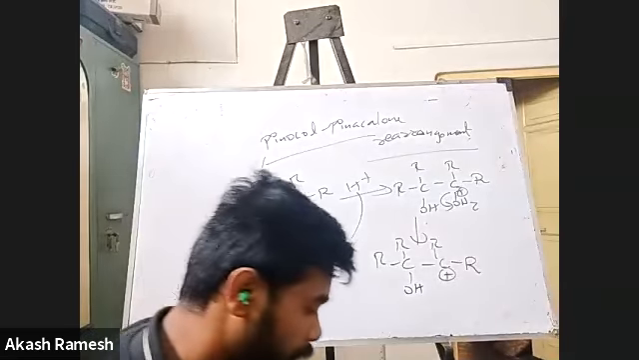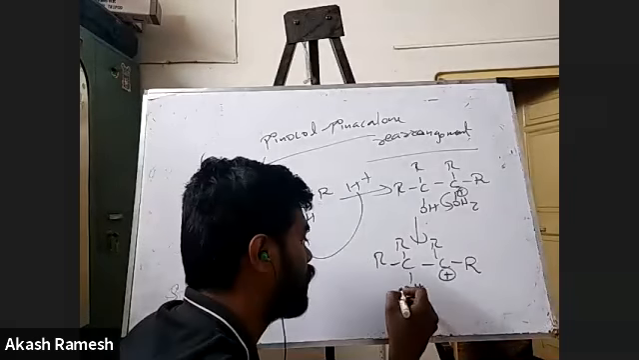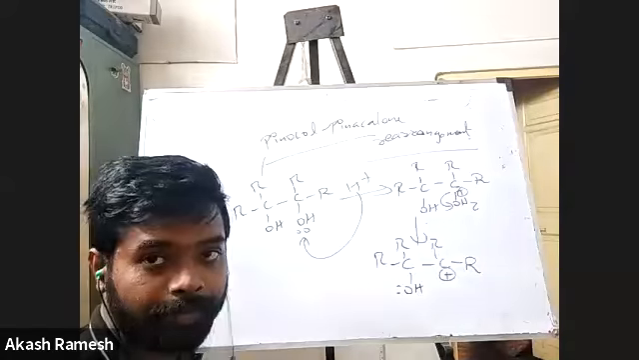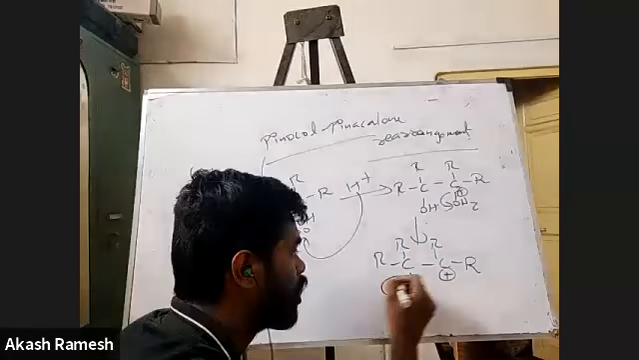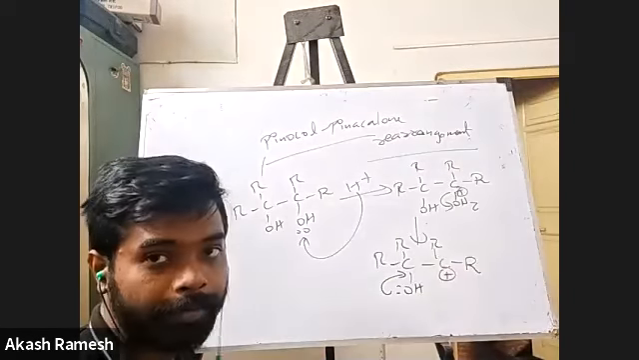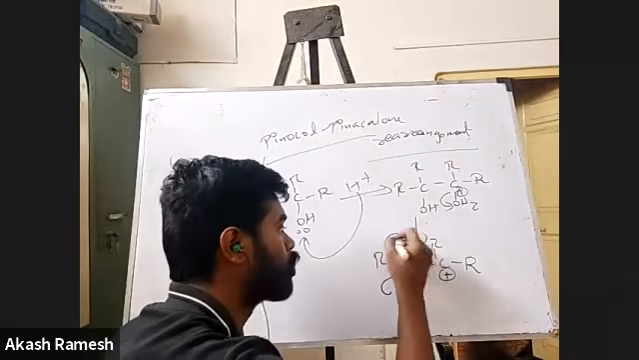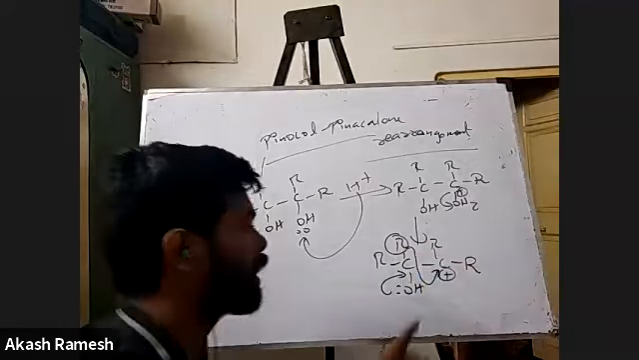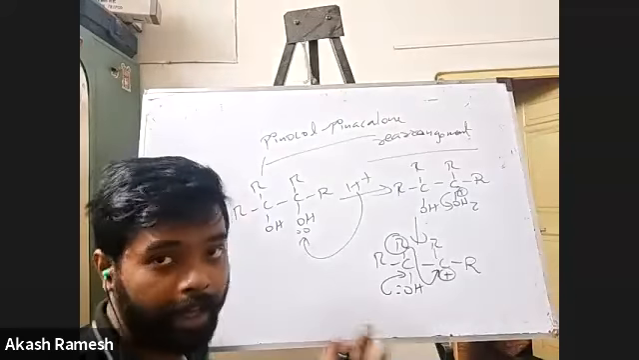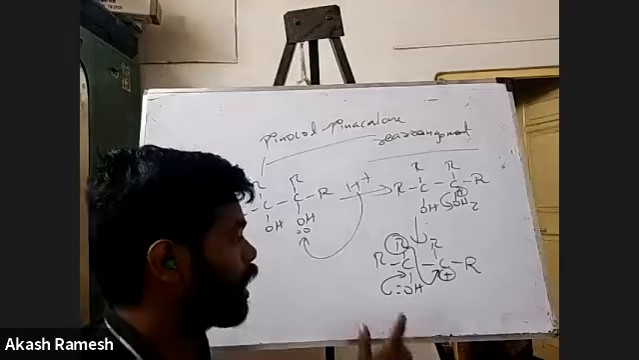Right, now how will the rearrangement happen? You have a lone pair on oxygen. That lone pair will come here and make a double bond. Now one of the alkyl groups is going to attack the carbocation. Again, I repeat.